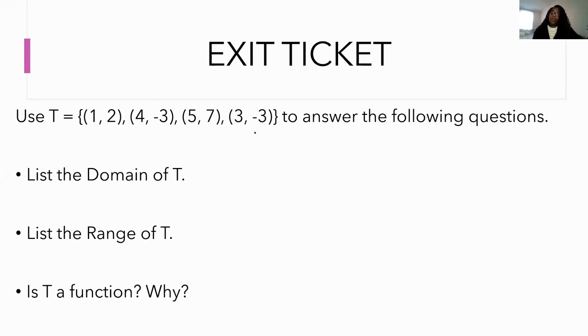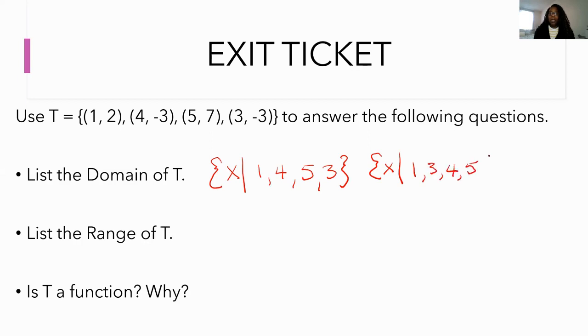We want to answer the following questions. First, we need to list the domain of T. If we're going to list the domain, that means we need to keep it in a set, the set of my x's. All we're doing is listing all my x values. So we have 1, 4, 5, and 3. But since we like to put this in numerical order, let's do that: 1, 3, 4, and 5. So that's going to be my domain.